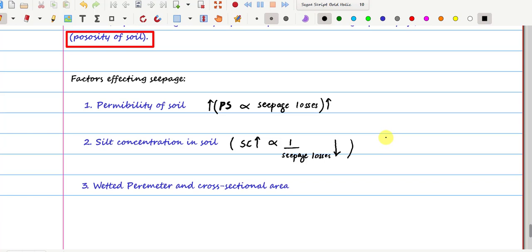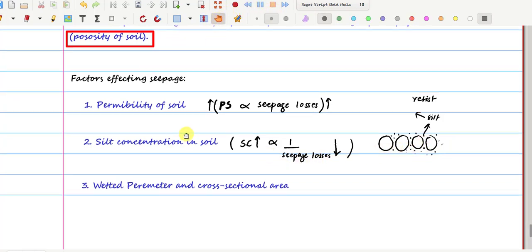Because you know silt, what does silt mean? Let's say in soil we have a few big particles, right? Like this. In between these particles, if silt comes in between the gaps of these big particles, what is going to happen? This will resist, right? Resist the seepage process or flow of water. Due to that, higher silt concentration will affect the seepage losses, and obviously it will decrease the seepage losses. If there is a higher concentration of silt in any soil, then it will reduce the seepage losses.